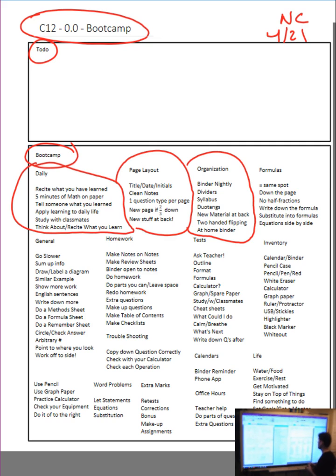Two-hand flipping. And again, the at-home binder. Make sure you nightly take stuff out of the current binder and put it into the at-home binder. Okay, formulas.